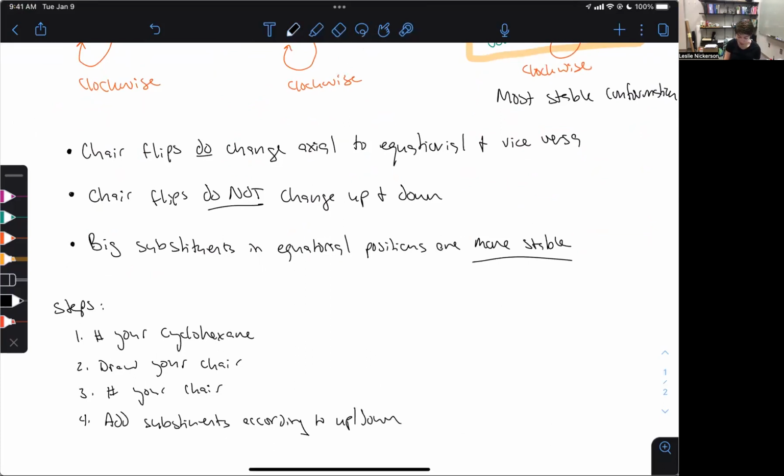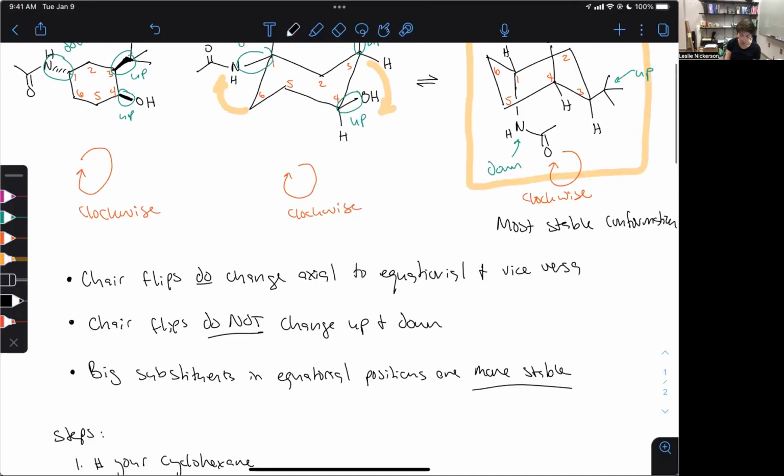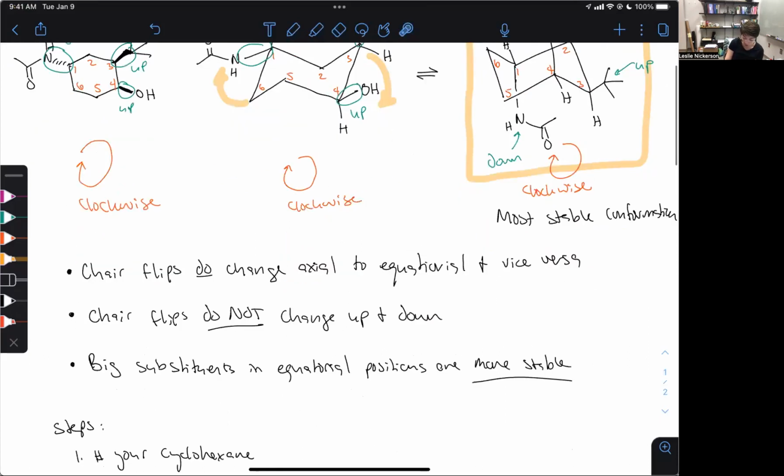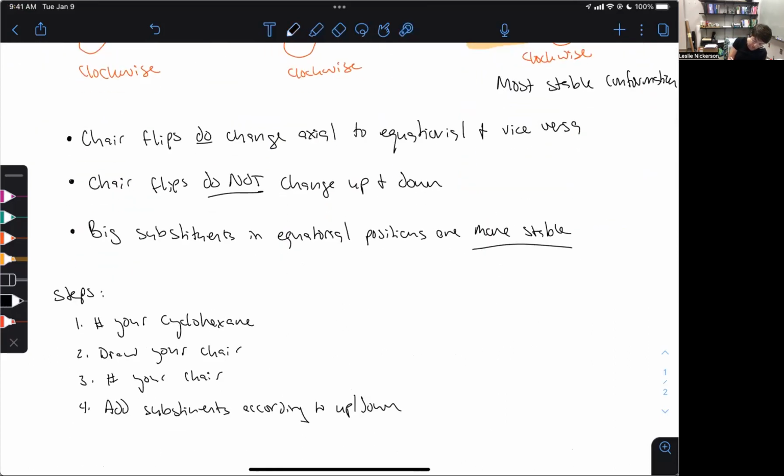Okay, notice that I wasn't really caring at all about where I was putting stuff axial or equatorial. I was just letting the numbers guide me and saying, okay, well, number 1 has 1 here, 1 here. Which one is down? And then I picked that one. It did not have anything to do with axial or equatorial. So we're using up and down from the wedge and the dash. And then 5, draw the chair flip and repeat 3 and 4.